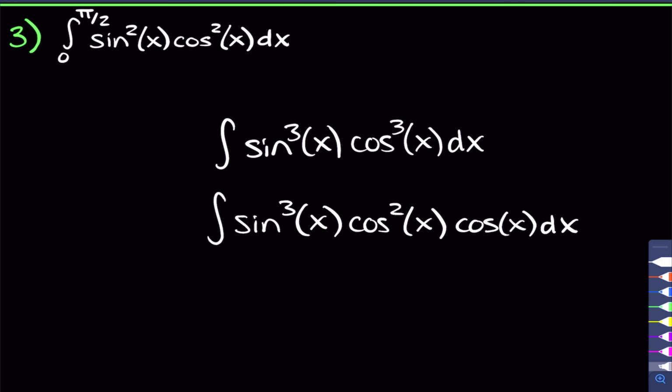And then what we can do from there, since this is our du, that means our u is going to be sine. And that means we want the rest of this integral to be sine, so it gets covered in the u substitution. And that means that cosine squared needs to get converted to a 1 minus sine squared using that trig identity. So that's how you would handle an example where both sine and cosine have odd powers.